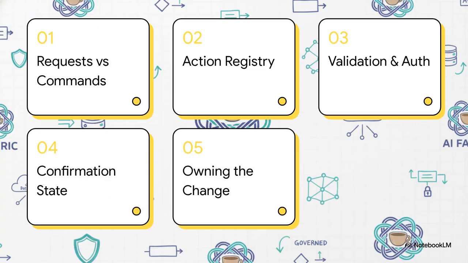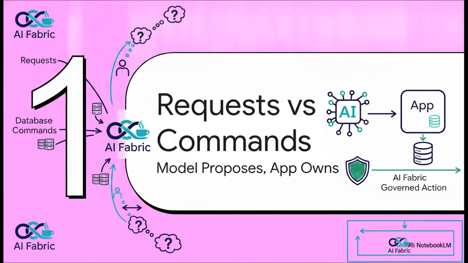Our mental map for this journey covers 5 steps. 1. Requests, not database commands. 2. The executable action registry. 3. Validation and authorization gates. 4. Backend-owned confirmation state. And 5. Owning the domain change. All right, let's jump straight in to Section 1, Requests, not database commands.